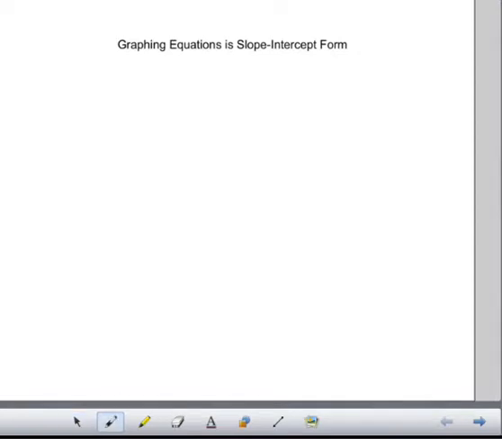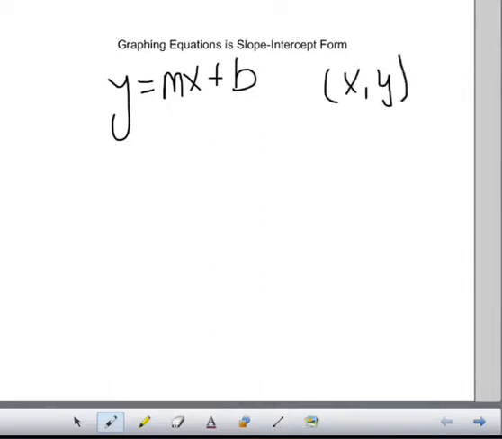But what you need to know first is slope-intercept form. Slope-intercept form looks like this. y equals mx plus b. Okay? Your x and y are just your x and y, just your coordinates.